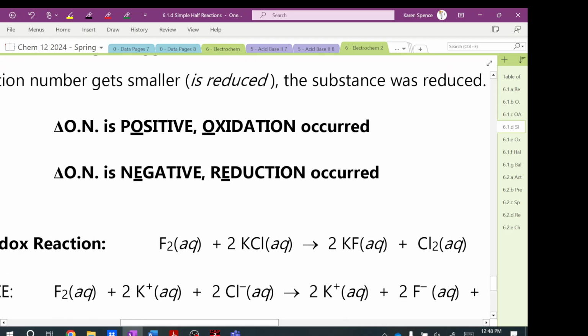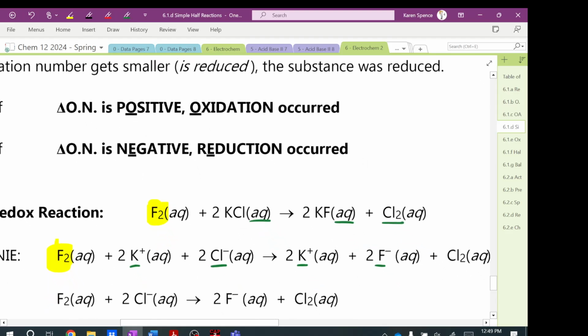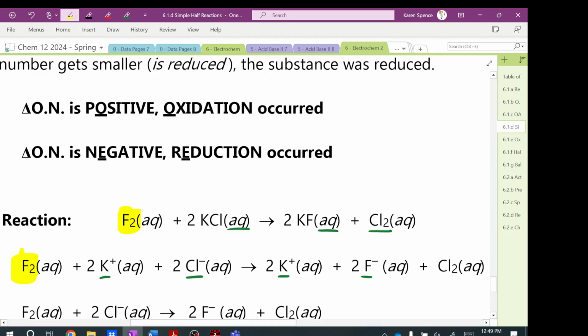Let's do our complete ionic equation. F2 stays as F2. We have an ionic compound, which is aqueous, so it splits apart into K plus and Cl minus. We have another ionic compound, which is aqueous, so it splits apart into K plus and F minus. And Cl2 is not ionic, so it stays together. So who are the spectator ions in here? K plus. It's the only thing that doesn't change.